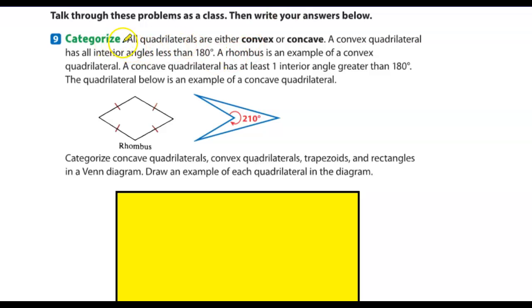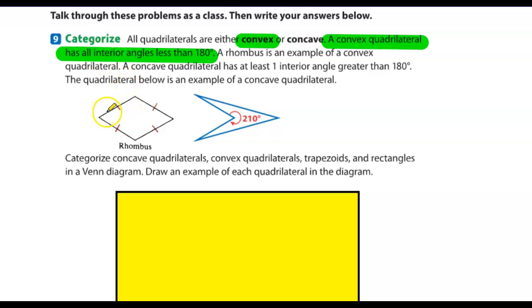Let's talk about these. It says all quadrilaterals are either convex or concave. So I'm going to start with convex. I'm going to highlight the word and then talk about it. It says a convex quadrilateral. So a shape that is considered a convex quadrilateral is going to be a four-sided shape and has all interior angles less than 180 degrees. All interior angles. That means these angles inside. We're measuring the inside angles.